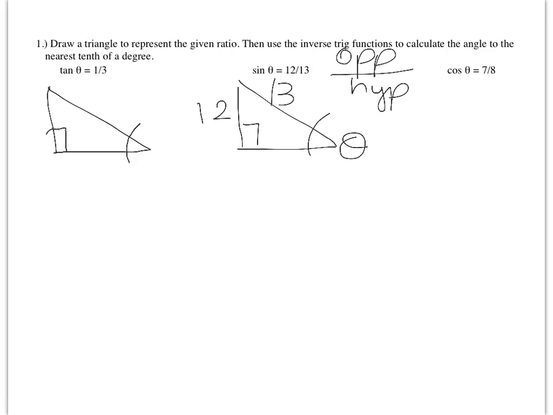Okay, now to find the actual angle measure, we're going to use the inverse sine function. So either on your calculator or on Desmos, you're going to choose the inverse sine function, and then in parentheses put 12/13, and you should get, to the nearest tenth, 67.4 degrees.